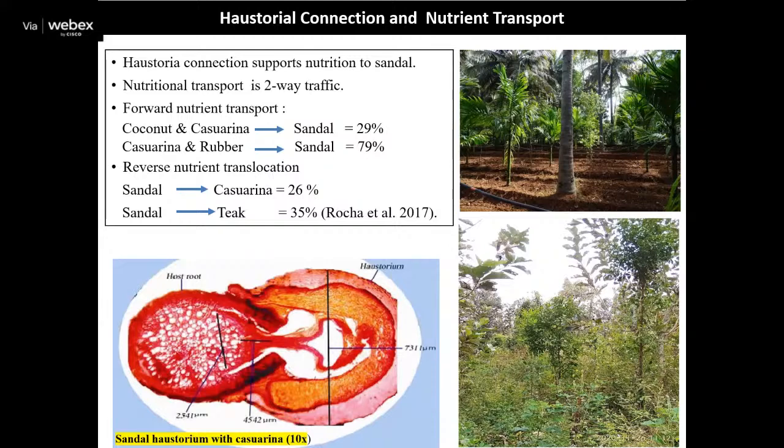For example, in Kerala they did one study, Casuarina plus coconut in combination with sandal. There is 29% of the nutrient going to the sandal, whereas with Casuarina and rubber there is 79%. So this type of interaction takes place between the plants.